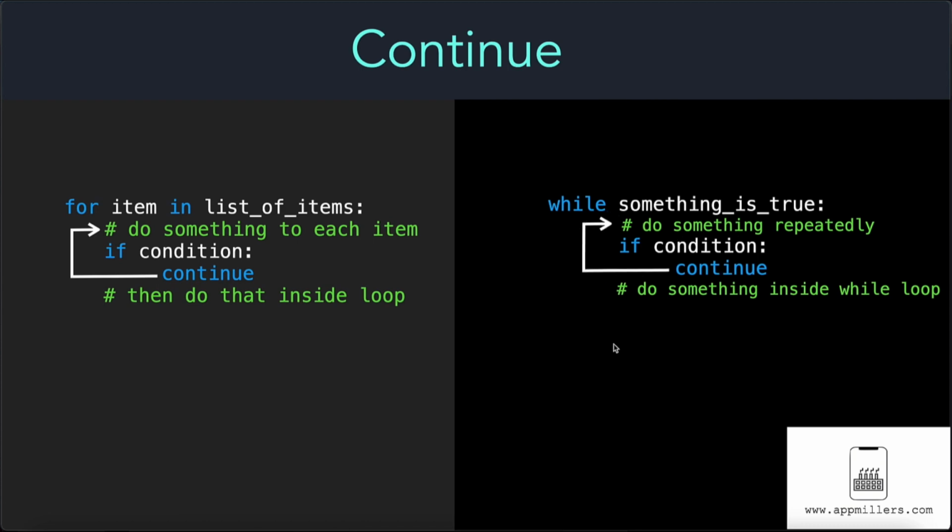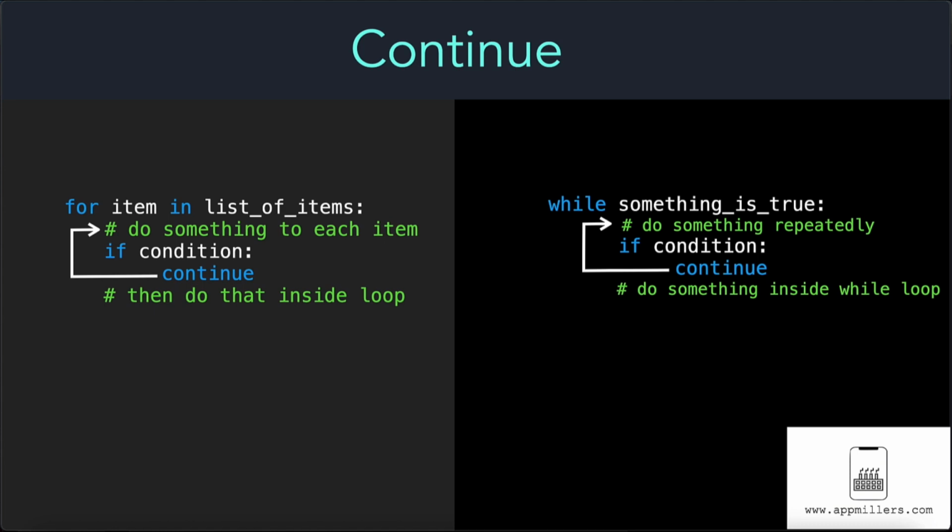This means that if the condition is met, this part of code, do something inside the while loop, will be skipped. The rest of the code after this if condition will be skipped and our loop will continue to the next iteration. Here you need to take into account that the loop does not terminate, it's just skipping the current iteration and continuing to the next iteration.